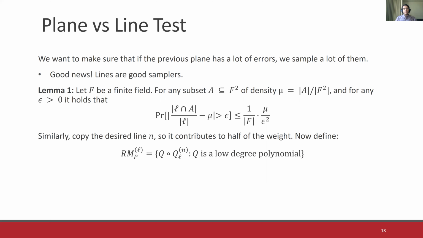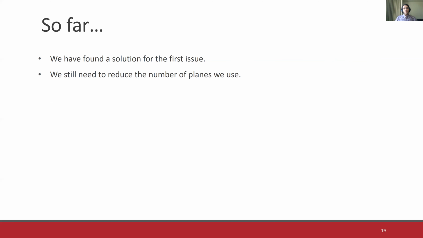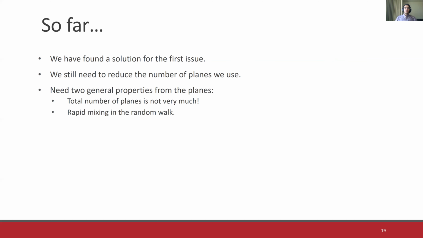So we define the language very similar to what we saw in the previous slide. We just copy a line n times and concatenate it to the plane. So now this line contributes to half of the weight. All right, so far we have found a solution for the first issue, but we still need to reduce the number of planes that we use. And in general, we need two properties from these planes. First, we want to make sure that the number of planes is not very large. And second, we want to make sure that we mix fast enough in this random walk that we're defining.